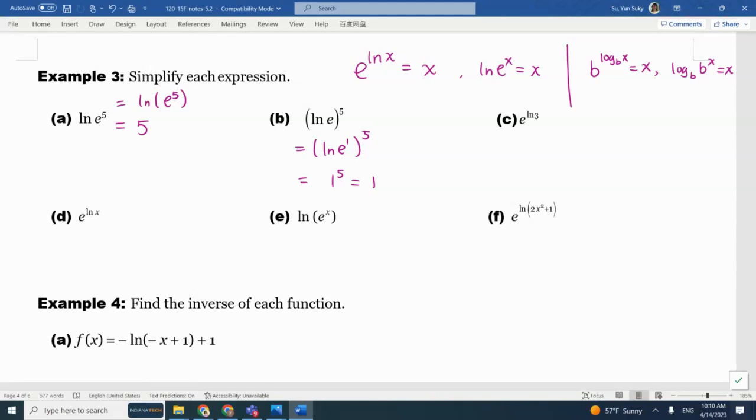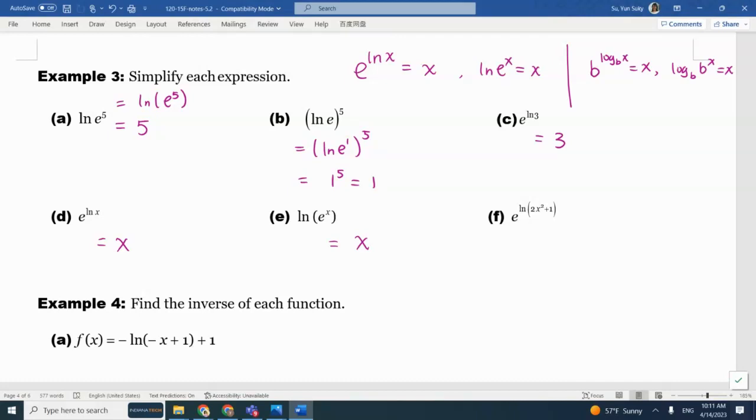How about part C? Just 3? Yeah, just 3. Part D? x. Yes. Part E? x. e and ln cancel. Right. So e and ln, they are inverse functions. So they will cancel each other. So these are the rules. e to the ln of x, e and ln cancel, you get x back. ln of e to the x, ln and e cancel, you just get x back.